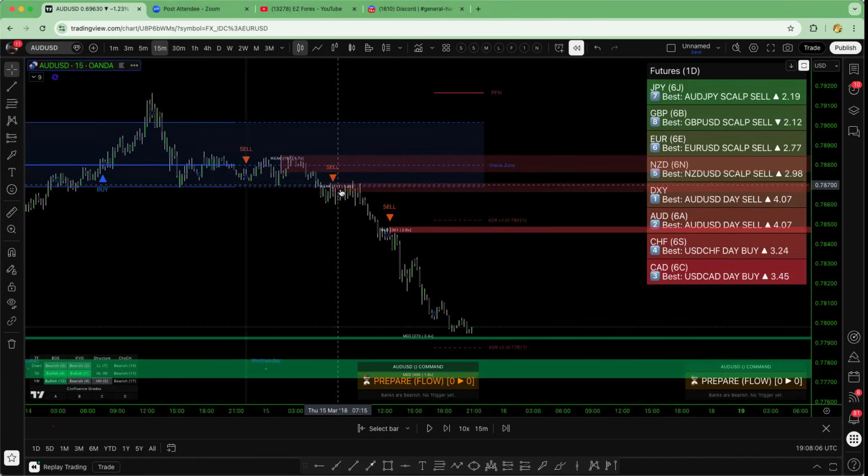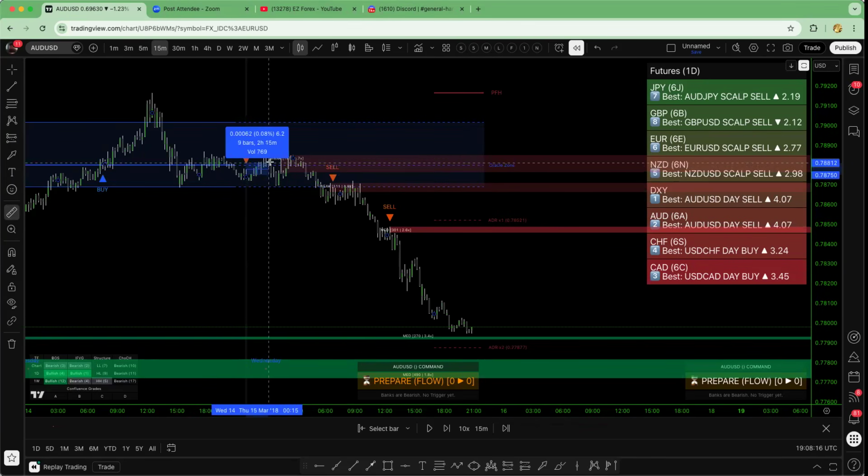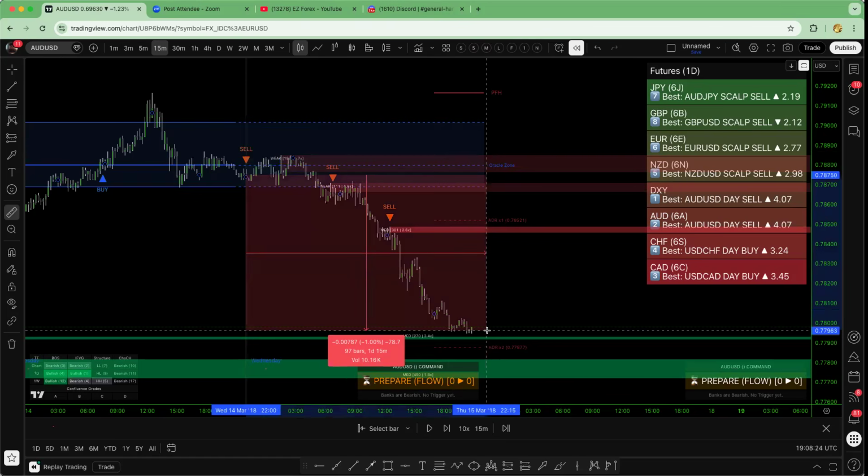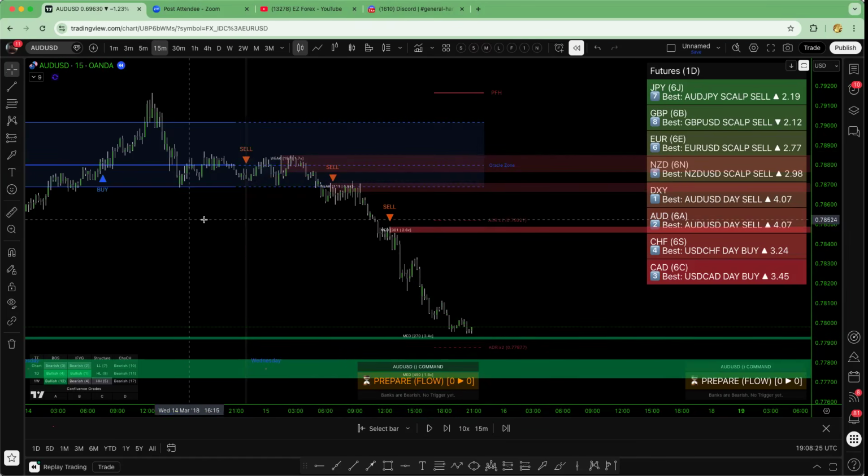There you go. Where would you have got your alert? You would have got a 15 minute alert here at market open. You would have had some drawdown, not too much drawdown. How much drawdown would you have had? About 7 to 8, 9, let's say 10, 11 pips drawdown. Boom. For a 78 pip trade. You had your second one here for your 15 minute alert.